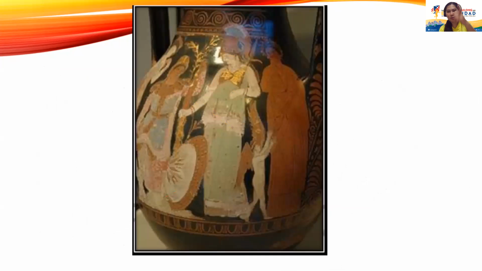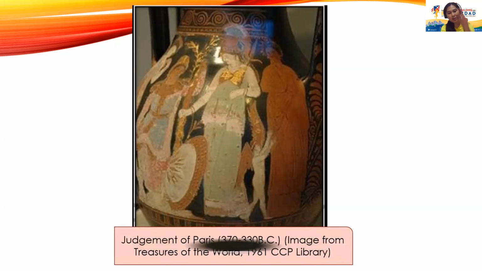Here is an example, a vase painting. As you can see, the painting is very delicate. Very, very detailed. And the most common colors used are earth colors, what you can see in the environment. Okay, so this is Judgment of Paris from 370 to 330 BC.